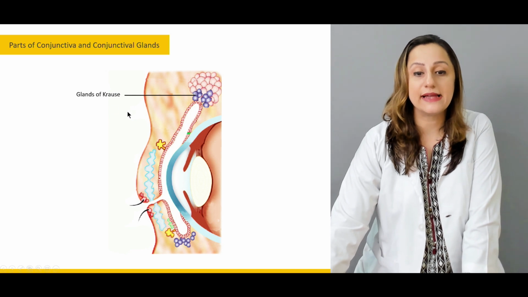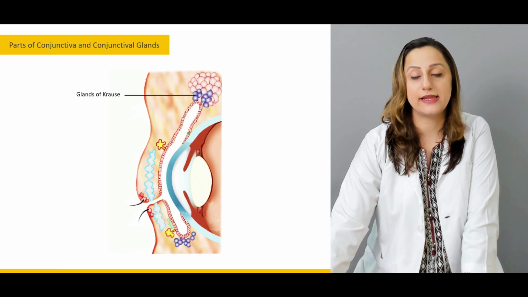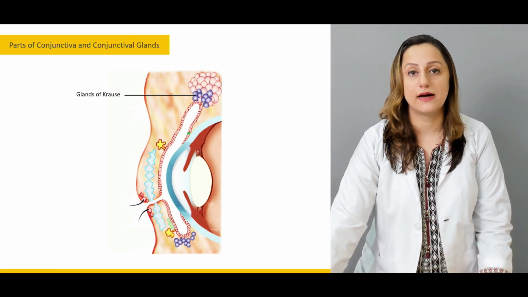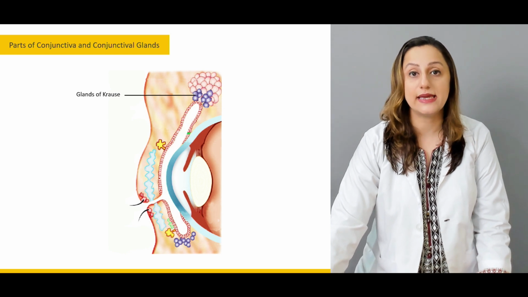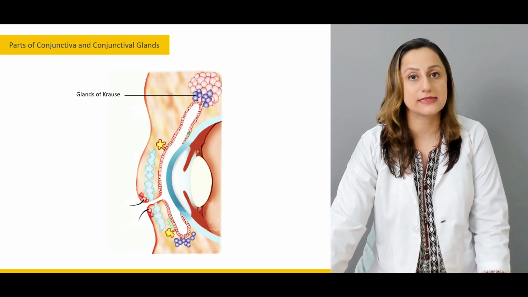Then we have the glands of Krause that are in approximate relation to the lacrimal gland. We have two groups of glands in the conjunctiva. One is the accessory group of glands, and on the other hand, we have the mucin secreting glands.